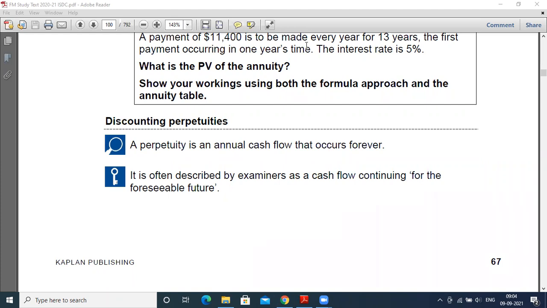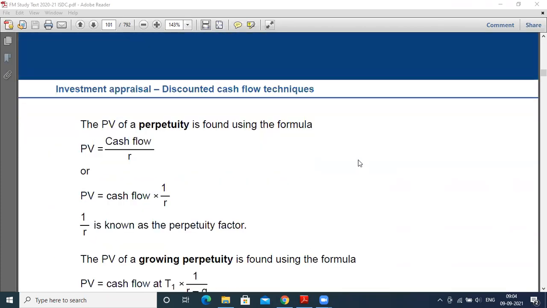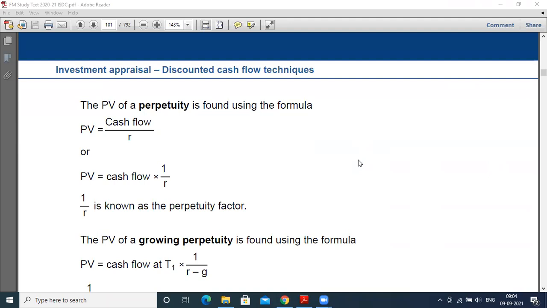Now, in perpetuities, how can we calculate the present value? Generally, it is often described by examiners as a cash flow continuing for a foreseeable future. So the examiner will mainly quote that the cash flow will continue for a foreseeable future. Here, foreseeable future is nothing but forever. The formula for calculating the present value of a perpetuity would be the cash flow we are expecting divided by the discount rate. Suppose the discount rate is 8% and the cash flow is 10,000. Then 10,000 divided by the discount rate gives us the present value of that perpetuity.